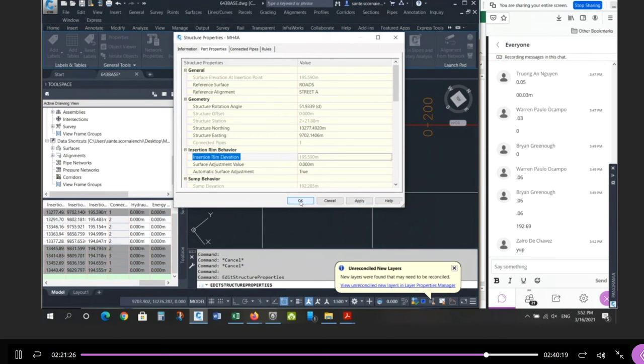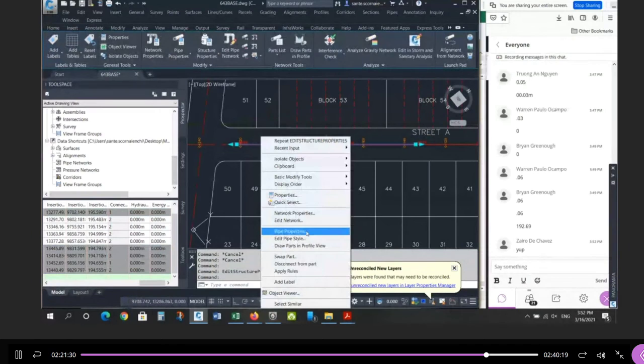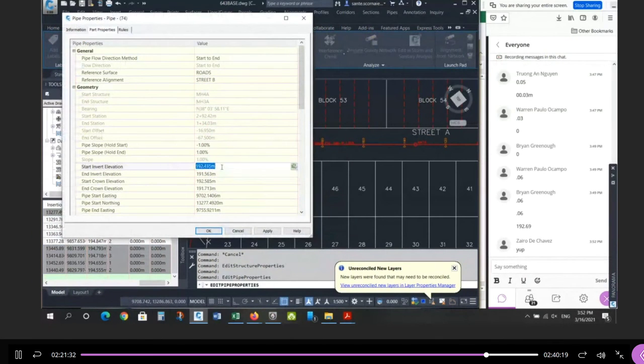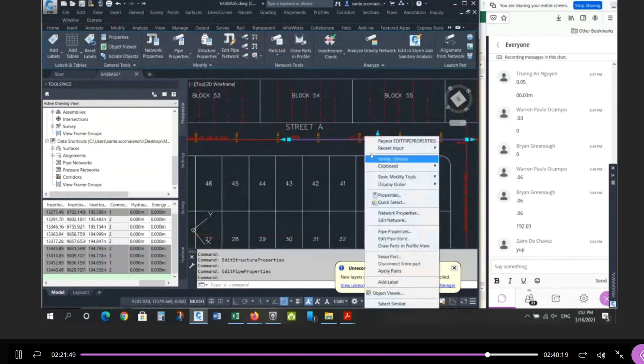Okay, so yeah, so Zario, you're good. So I'm going to use that. So I'm going to go to this pipe, right click, go to part properties, change the start to 192.69. I'm going to apply, and I'm going to hold the start and go down at 1%. This is the first pipe at 1%. Apply. I'm going to take this end invert, copy, and paste it into the next pipe, which is this one.